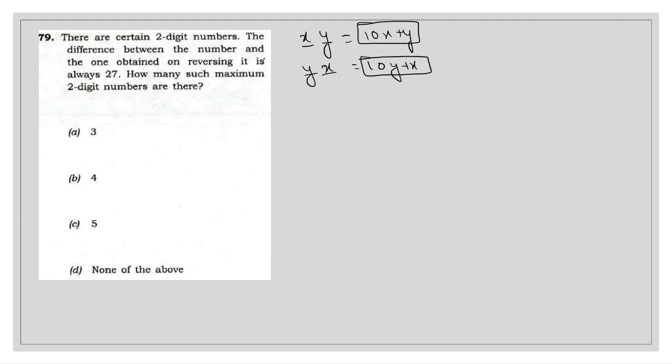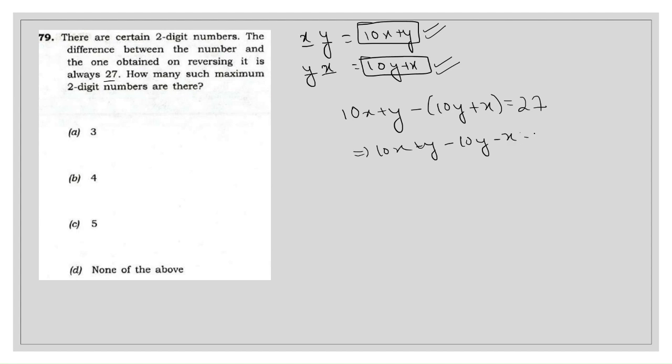So the difference between the number and the one obtained on reversing it is always 27. Which means if we assume that x is greater than y, then it will be 10x plus y minus 10y plus x. When we subtract these two numbers, we'll get 27. So we'll get 10x plus y minus 10y minus x equal to 27. So it will be 9x minus 9y equals 27. So x minus y here will be equal to 3, right?